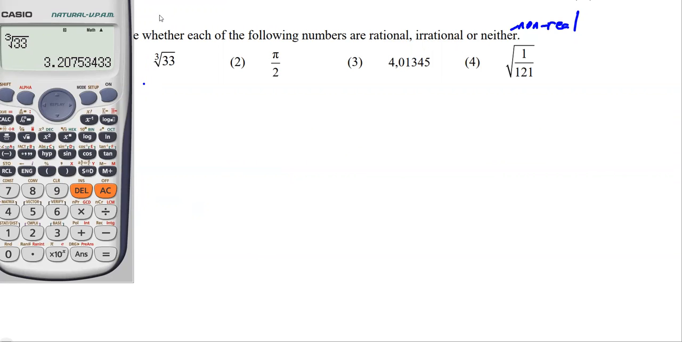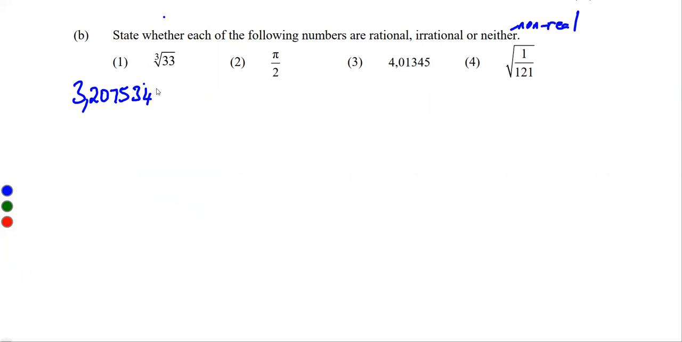3433. So let's see here. You see that it doesn't follow any trend and there are no repeating numbers after the comma, so we call this irrational. Let's just call this 1, and call this 2 and call this 3. On this first one, we are seeing that it's irrational, so we represent it with the 2. Then what about pi over 2?